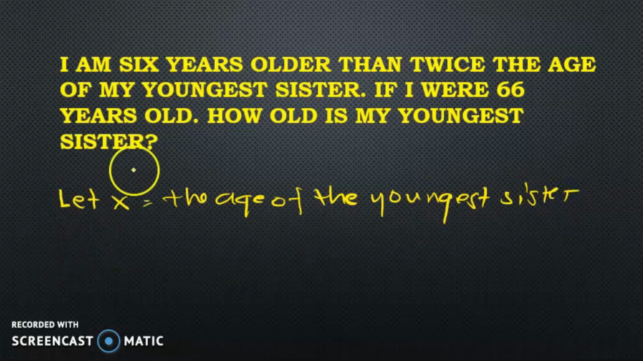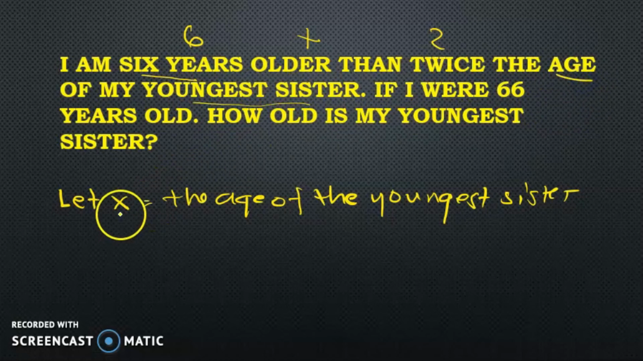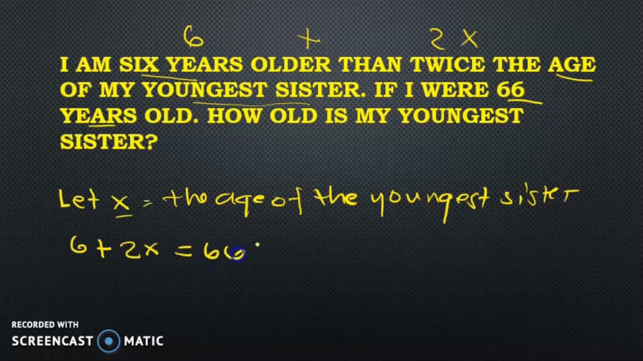So let's convert. So this is 6 years older. That means plus. Twice the age of my youngest sister. So yung youngest sister natin, yung age niya is represented by x. So that is 2x. Then equals, so ilang taon ako? If I were 66 years old. So that will be 6 plus 2x equals 66. So let's solve.